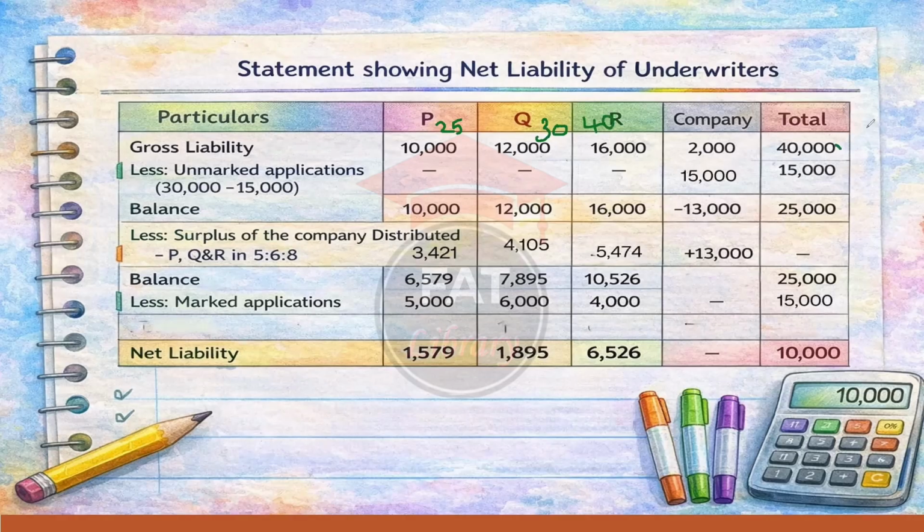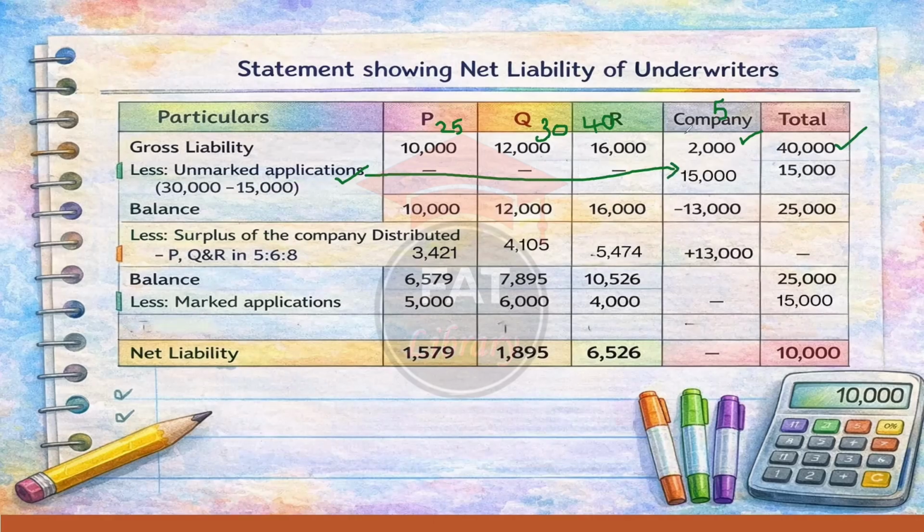So totally how much is the company issuing? 40,000 shares. This 40,000 shares has been divided: 25% for P, 30% for Q and another 40% is for R. And what is the remaining percentage? That is 5%. 5% the company is taking. So that is 2,000 shares. Remember here, for unmarked applications, in case of partial underwriting, the whole unmarked applications will be considered for the company.